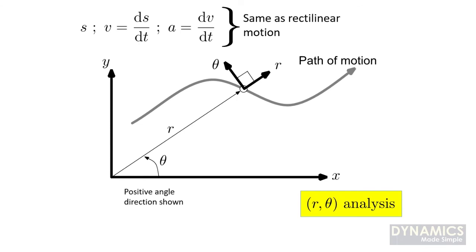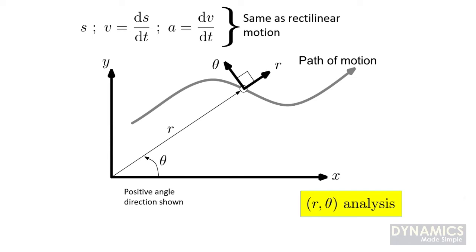The last approach considered here for analyzing curvilinear motion is the r-theta analysis. In this analysis approach, the particle's motion parameters, i.e. displacement, velocity, and acceleration, are decomposed along r and theta axes. The origin of the radius axis, r, and the angle axis, theta, is located at arbitrary location away from the particle of interest.